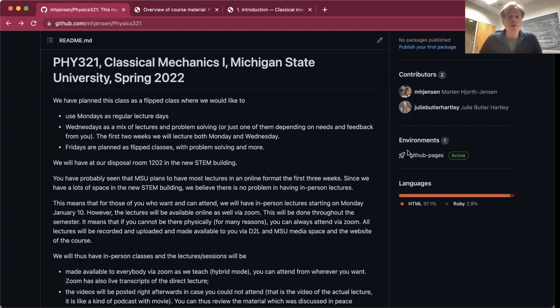We have planned these classes as a flipped classroom. We're going to dedicate Mondays to regular lecture days. Wednesdays may be a mixture of lectures and problem solving. In the first 2 weeks, we will mainly do lectures. And then Fridays are planned fully as flipped classes with problem solving, a summary of the week, and discussions of exercises and projects, and so on.